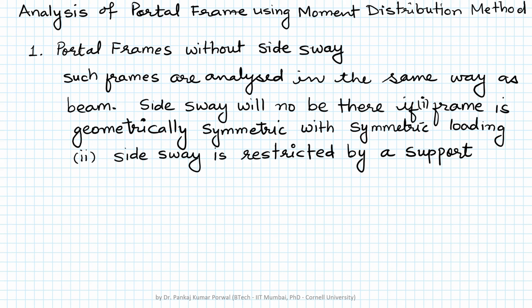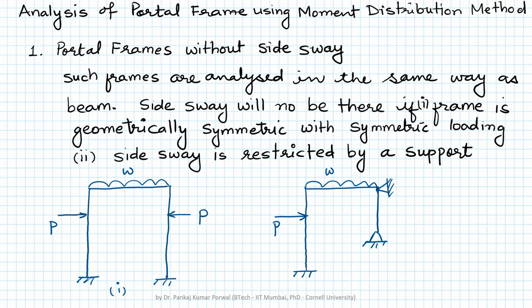First is if frame is geometrically symmetric and they have symmetric loading, and second situation is if side sway is restricted using some support. So if we look at the two situations, the first situation is the beam is symmetric geometrically as well as the loading is also symmetric, so there will be no side sway. In the second case, we have beam which is unsymmetric geometrically and the loading is also unsymmetric.